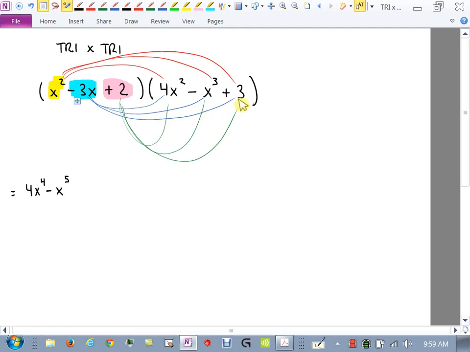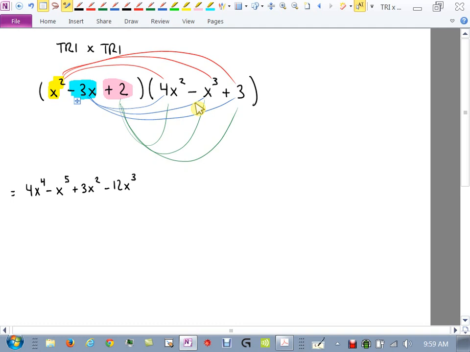What's x squared times 3? 3x squared. So I have now passed the x squared all the way through the other one. Now I move on to negative 3x and pass it through. What's negative 3x times 4x squared? Negative 12x to the 3rd, good. Now what's negative 3x times negative x cubed?